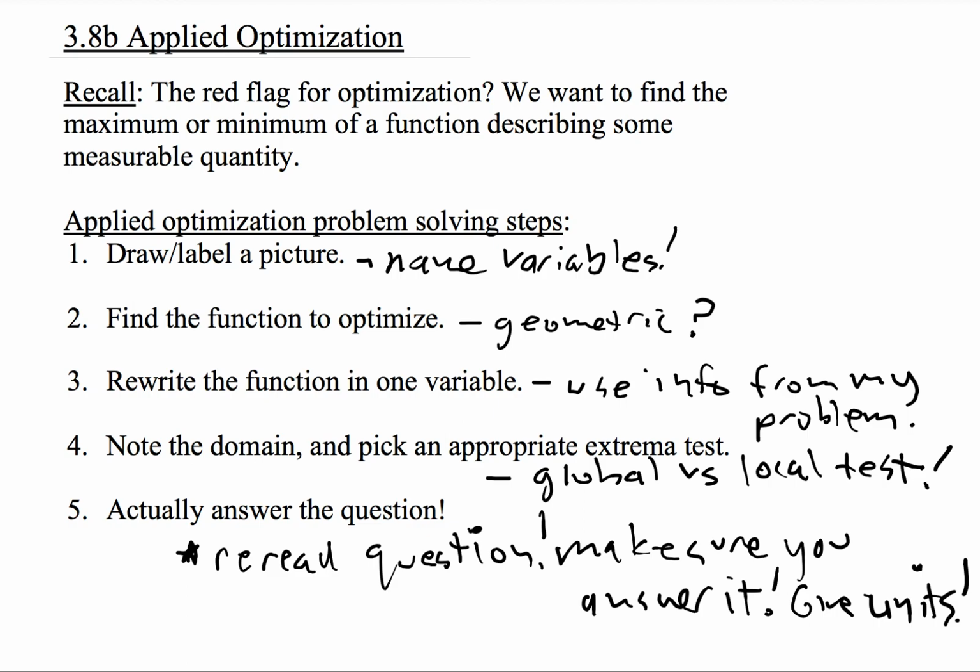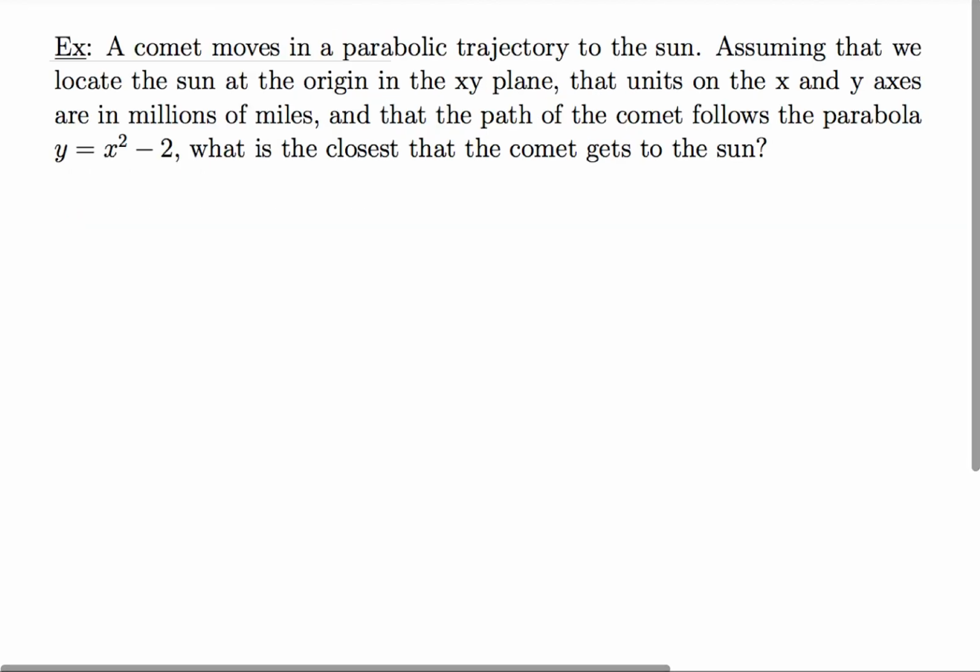All right, now we've got our problem solving steps recapped. Let's see if I can set us up with our first example. Example number 1. A comet moves in a parabolic trajectory to the sun. Assuming that we locate the sun at the origin in the xy plane, that units on the x and y axes are in millions of miles, and that the path of the comet follows the parabola y equals x squared minus 2, what is the closest that the comet gets to the sun?